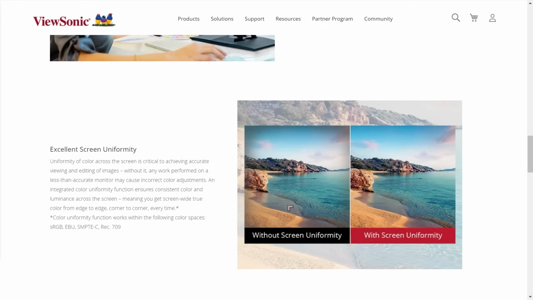Typically, they're looking at a uniformity of about 5% deviation, or LV 5%, which means that the luminance values don't deviate from the expected value by more than 5% across the entire display. This is something you'll only find with ViewSonic. I think they are one of the few companies that offers this.